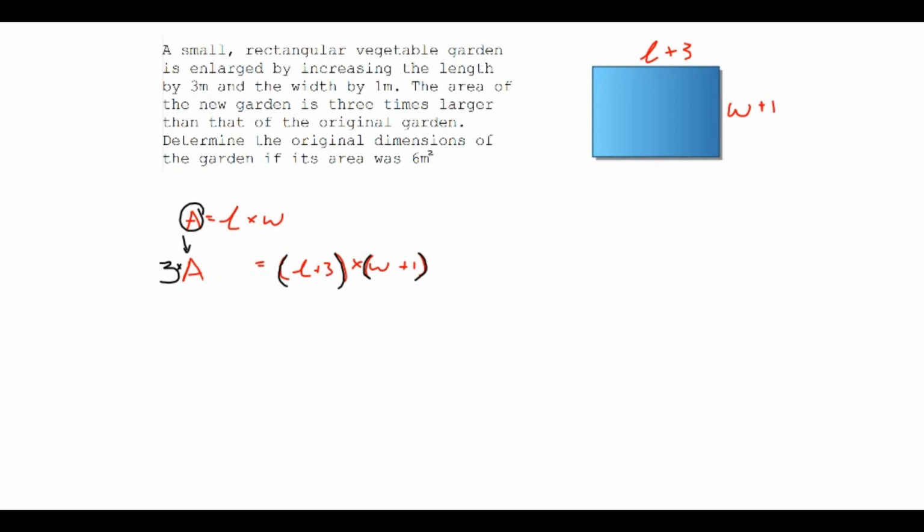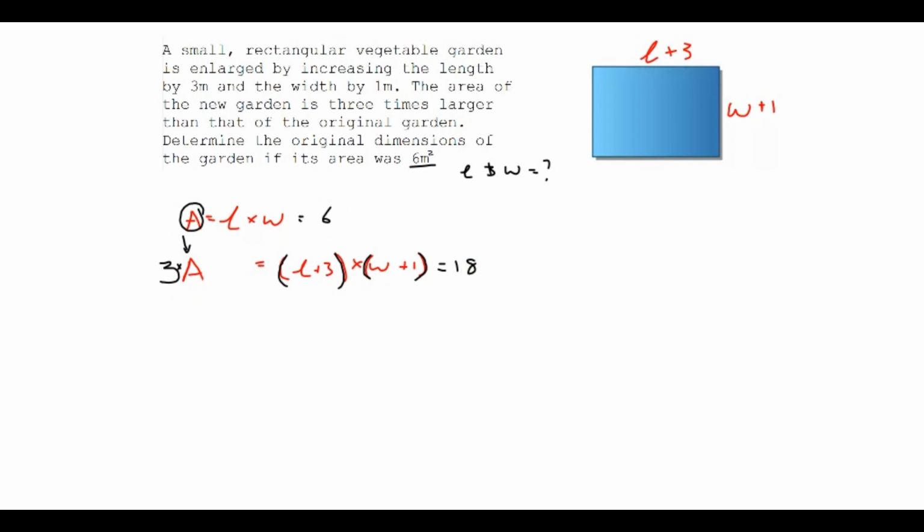They said determine the original dimensions. So they want length and width, and we said that's simultaneous equations. If the original garden was 6 meters squared, then A here is actually 6, and if this is 3 times 6, then this is equal to 18. I'm going to repeat that. If the area of the old garden is 6 meters squared, then length times width is equal to 6. And if this is 3 times A, then length plus 3 times width plus 1 is equal to 3 times 6, which is 18.